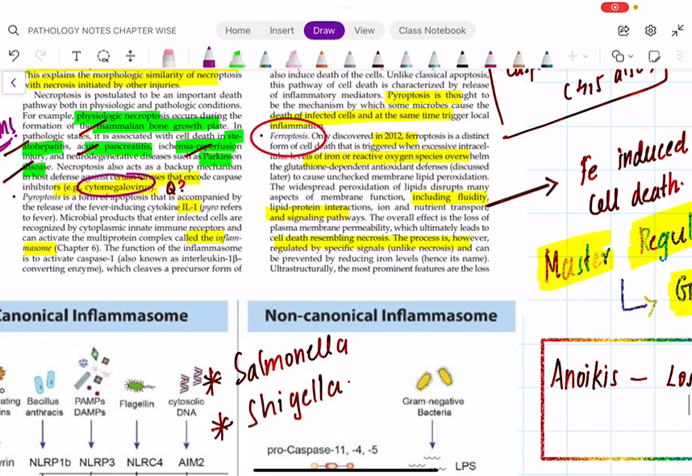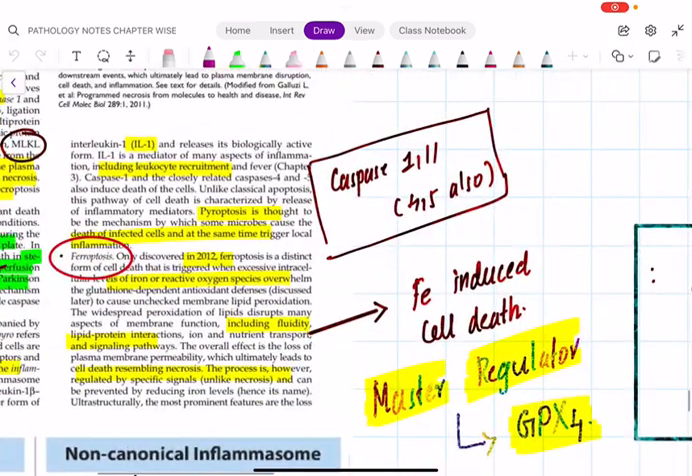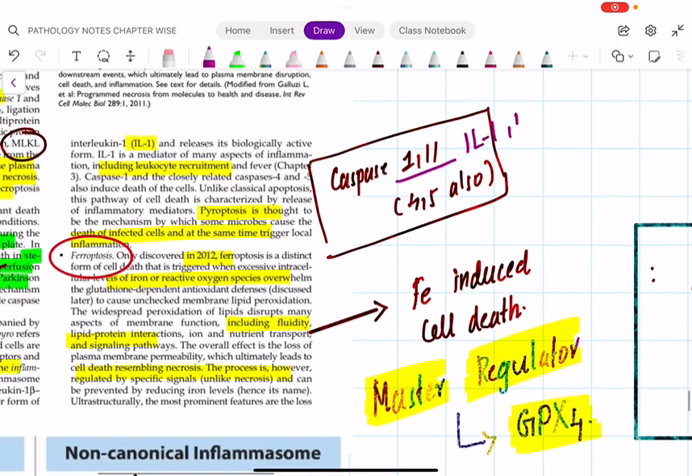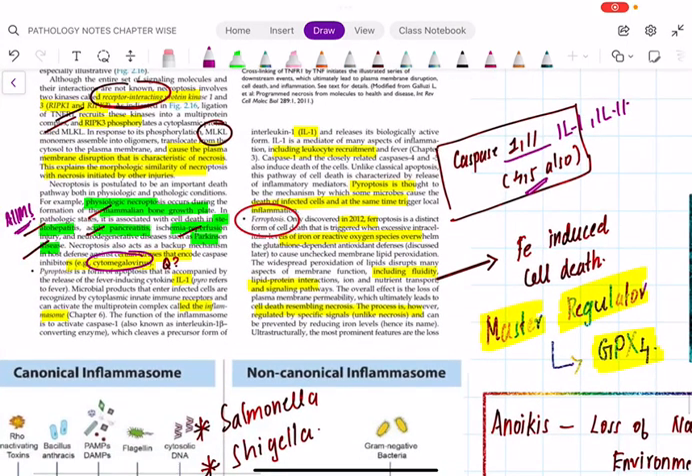This pathway is because of proteins called caspase 1, caspase 11, interleukin 1, and interleukin 11. Sometimes caspase 4 and 5, but don't remember that. Remember the rule of 1 for pyroptosis: caspase 1, caspase 11, interleukin 1, interleukin 11. All these are fever-inducing cytokines.